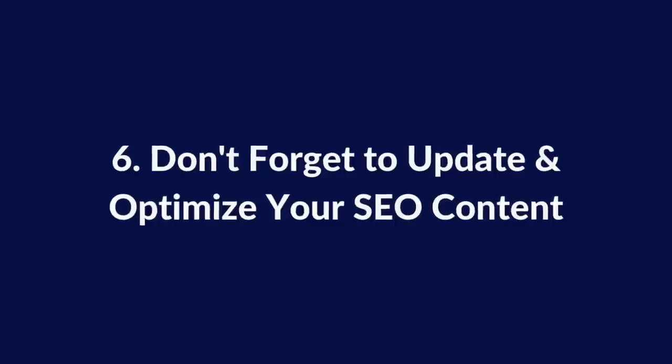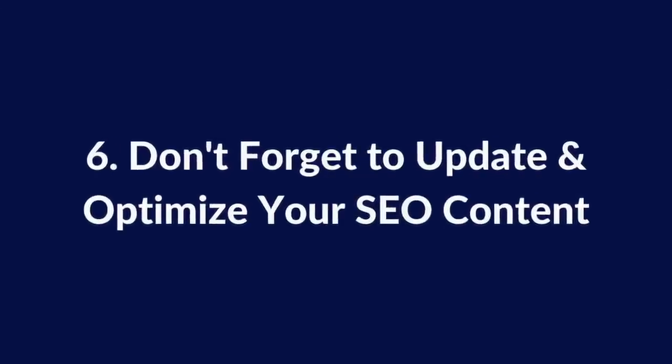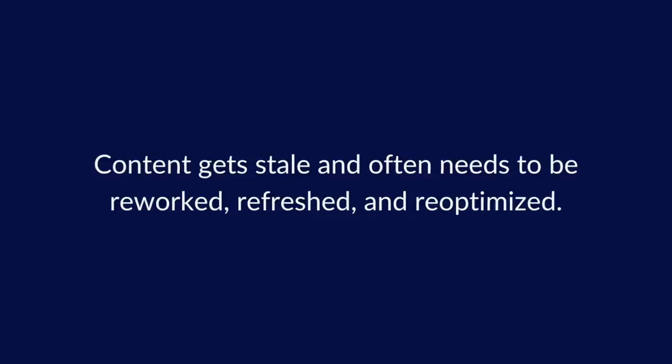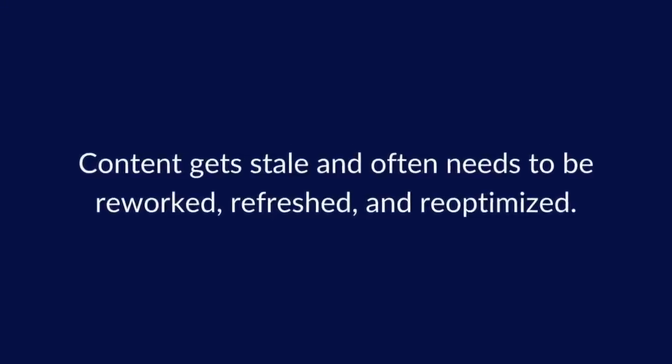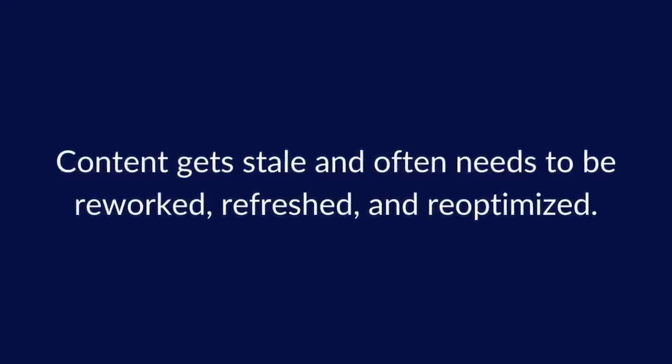All right, so now let's move on to the seventh actionable SEO tip from Brian Dean, which is don't forget to update and optimize your SEO content. The truth is, some people think once they publish, their work is done forever. And this is wrong on two fronts. First, you can't publish and pray. Every asset you want to rank in Google will likely need promotion. In other words, backlinks. Secondly, content gets stale and often needs to be reworked, refreshed, and re-optimized.